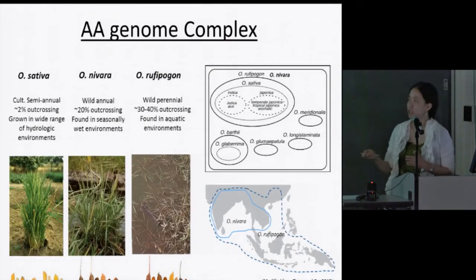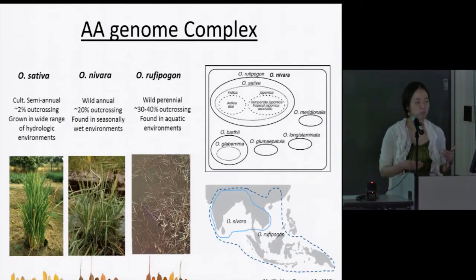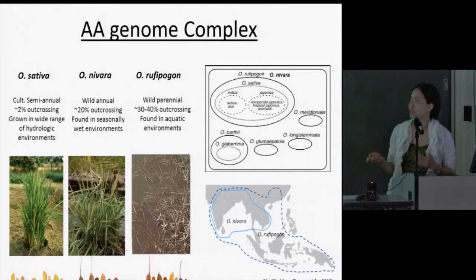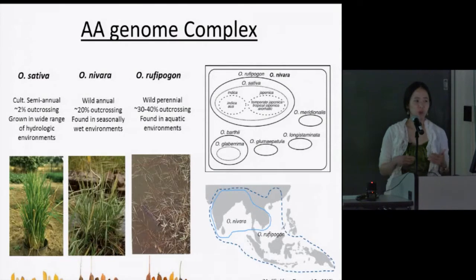And one thing very important I should point out with this A genome complex is that they're all intermatable to some certain degree. So although there is genetic diversity between all of them, we'll be digging into population structure and genetic diversity of the wilds, looking at its ancestral relationship to the cultivated species.